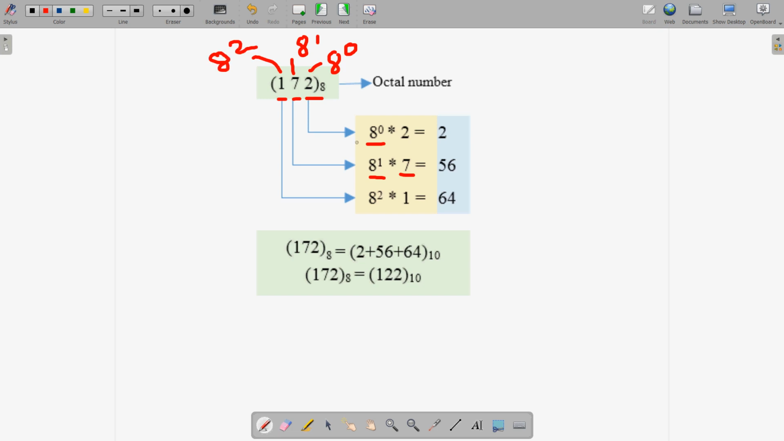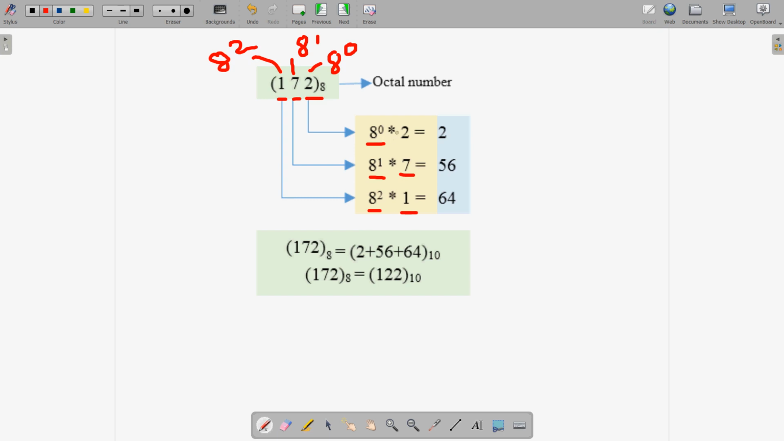The same we have done here. The 2 is multiplied with 8 power 0. I hope this is visible. Then this 7 is multiplied with 8 power 1. Then this 1 is multiplied with 8 power 2. Clear? So this way we are multiplying each of these with the increasing power of 8.